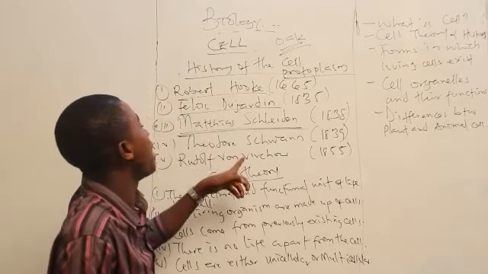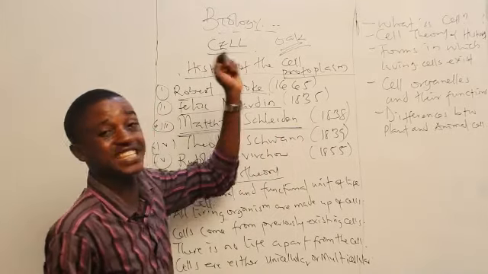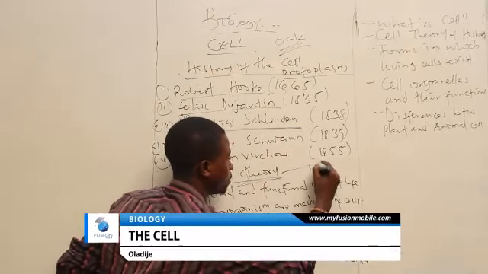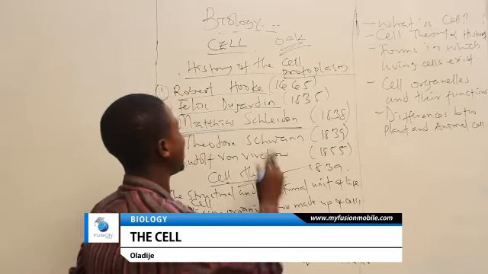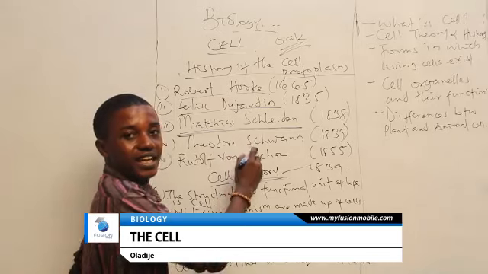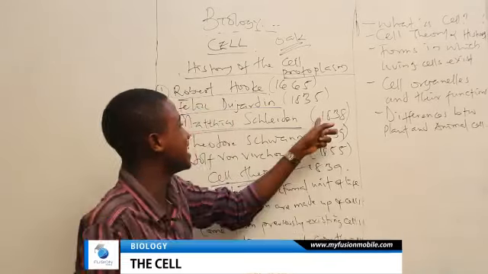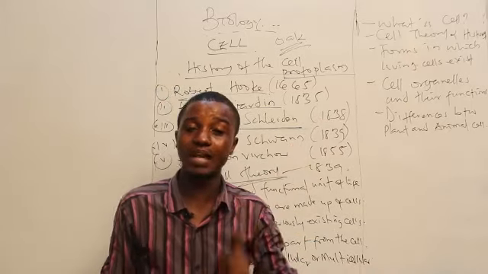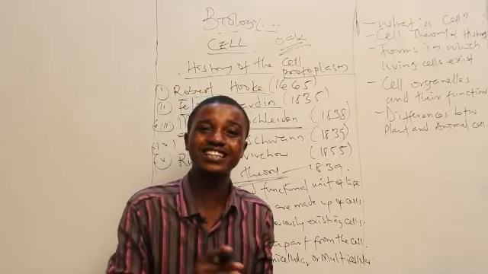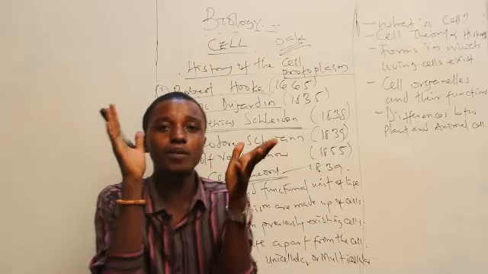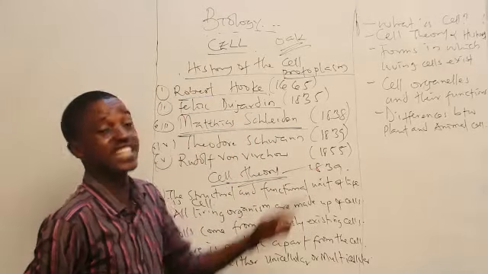With the contributive effort of both Matthias Kleiden and Theodor Schwann in 1839, therefore, the cell theory was published. Note, in 1838, Matthias Kleiden discovered cell in plants. In 1839, Theodor Schwann discovered cell in animals. With their joint effort, their complementary effort, their contributive effort, the cell theory was published in 1839.